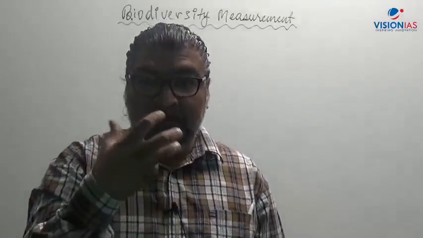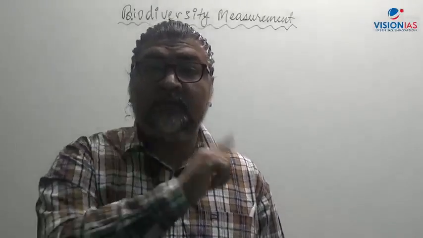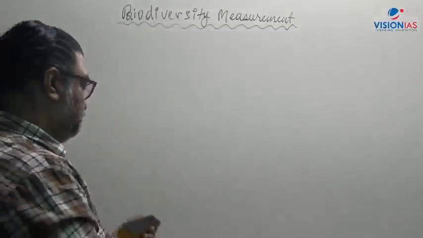Right, the biodiversity measurement part that I've written on the board. Now here we will cover richness, evenness, alpha diversity, beta diversity, gamma diversity. We will understand these terms with respect to examples and questions, in a question and answer style, by which you will be able to understand the meaning of each term.